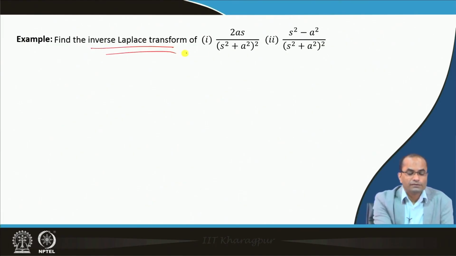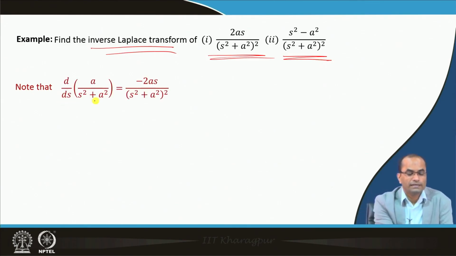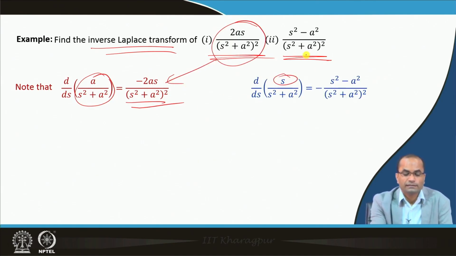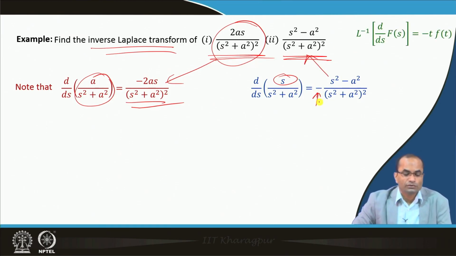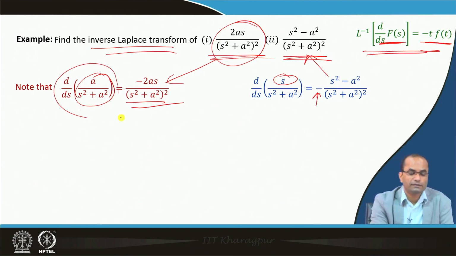If you want to find the inverse Laplace transform of these functions, for instance, again we will apply this property. We should notice that d over ds of a over s square plus a square is this function with a minus sign, and if we take s, this is actually this function again with a minus sign. So, we know the result that d over ds of F(s) is minus t f(t), and we can apply this result to get the inverse Laplace of these given functions.